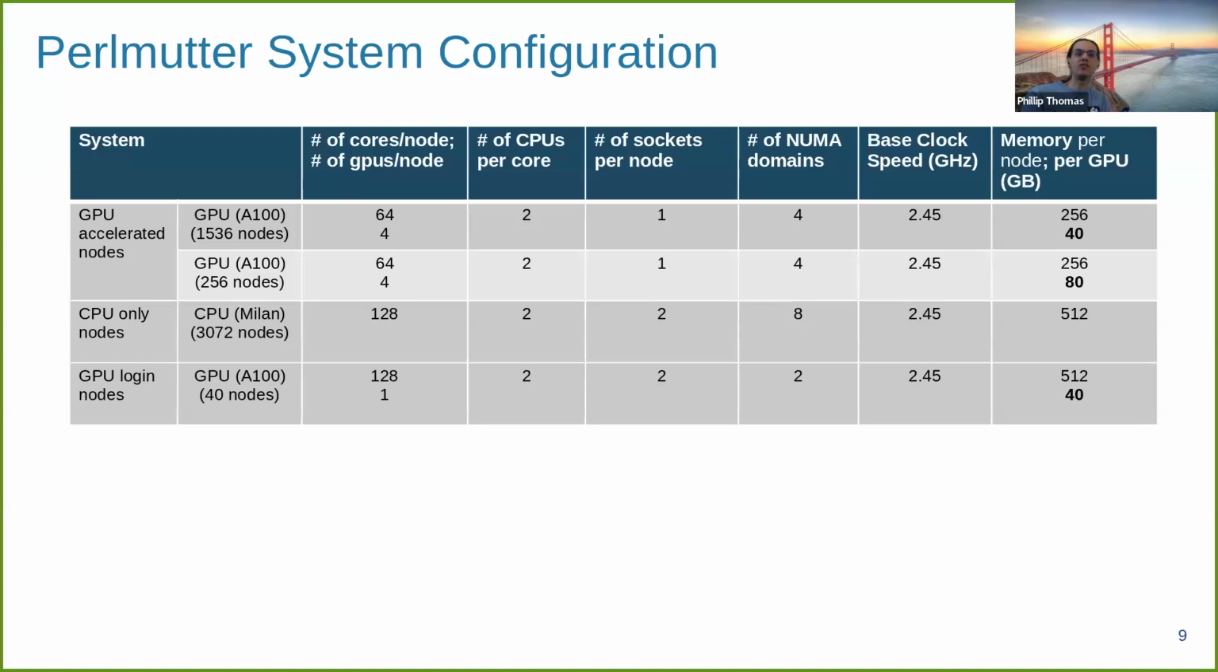On the CPU side, there are 3,072 CPU nodes, and each of these has 128 processors. So these have twice as many CPU cores as the GPU nodes, but are not GPU accelerated. The CPU nodes also have 512 gigabytes of RAM, so they have more memory than GPU nodes. Finally, there are 40 login nodes, and these nodes have 128 cores since they're designed to manage many users logging on and running processes. And they also have a single GPU for testing purposes.